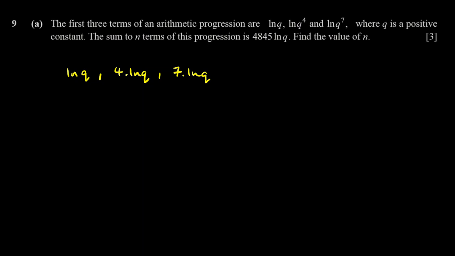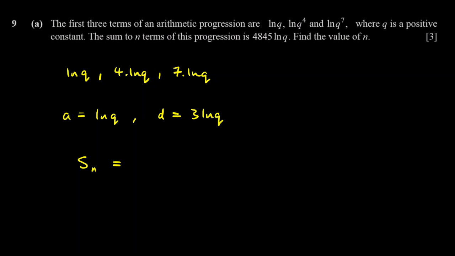And if that's the case, then we can say that the first term of our arithmetic progression is just ln q. And our common difference, d, is going to be, well, we can subtract any of the 2 terms, right? So we take this term, 4 ln q, minus this term, ln q, which will give us 3 ln q. All right, so now we've got our first term, we've got our common difference. We can substitute these into the formula for the sum of the first n terms.